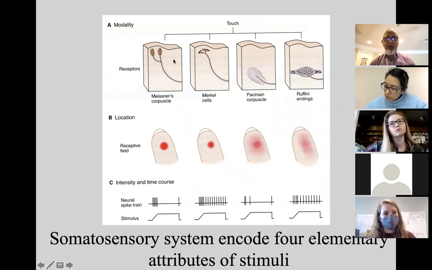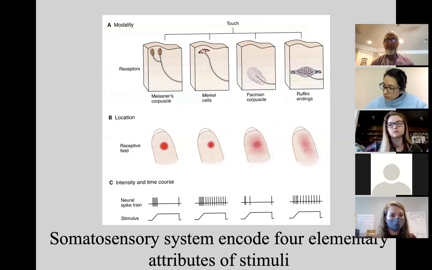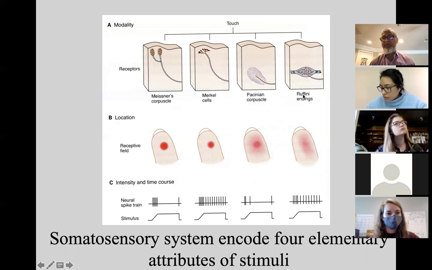Now, look at this one. These are all touch receptors located in the skin. There are four examples here. We call them Meissner's corpuscle, the Merkel cell, the Pacinian corpuscle, and the Ruffini ending. These are all mechanoreceptors present in the skin.